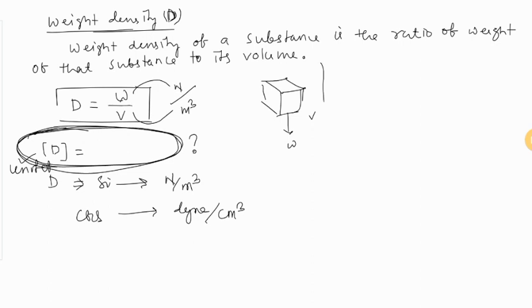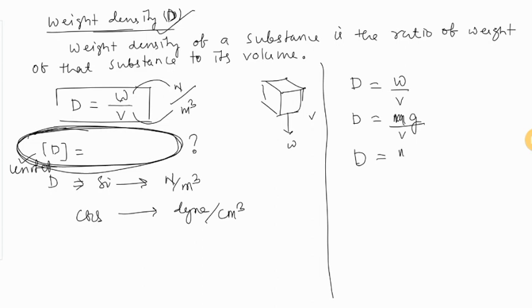Now, there is a relation between mass density and weight density. Like D is equals to weight by volume. As we know, weight is nothing but mass into acceleration due to gravity. That's why it is mass into acceleration due to gravity by volume. So, D is equals to mass by volume into acceleration due to gravity. This mass by volume is nothing but mass density rho, as we have studied. That's why this is a relation between weight density and mass density.